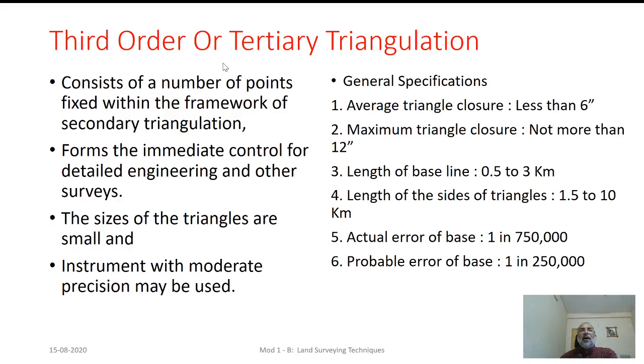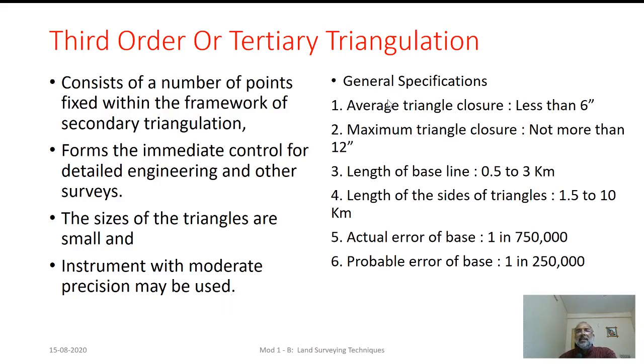Third order or tertiary triangulation. It consists of a number of points fixed within the framework of secondary triangulation. It forms immediate control for the detailed engineering and other surveys. The size of the triangles is small as compared to what we adopt in primary as well as secondary networks, and instruments of moderate precision can also be used.